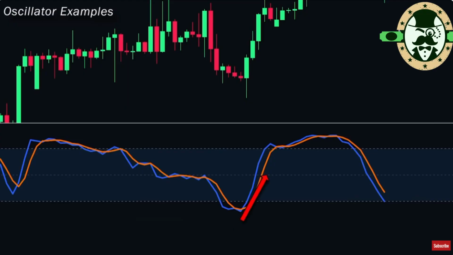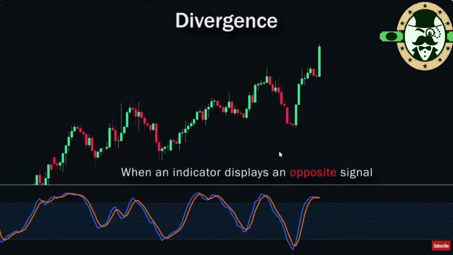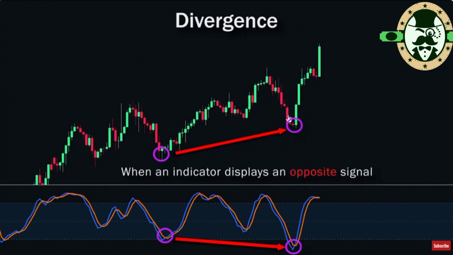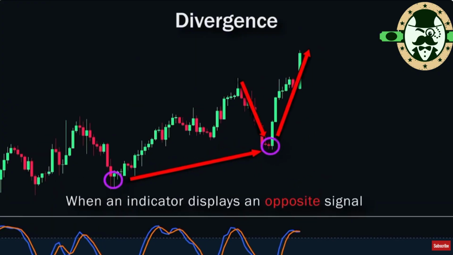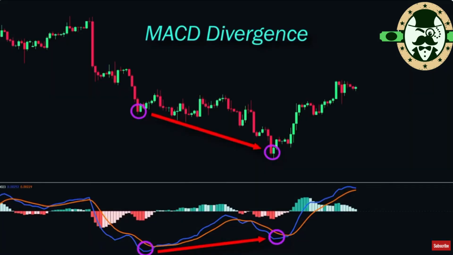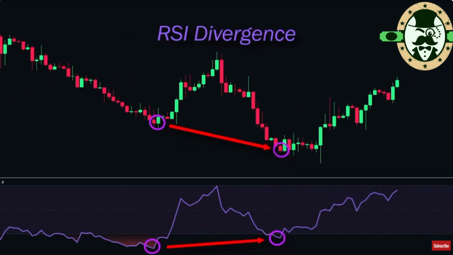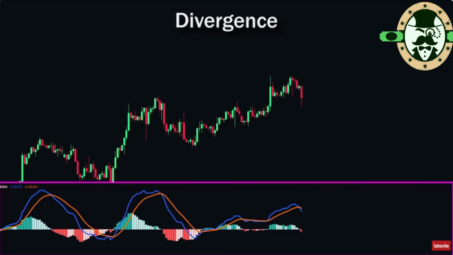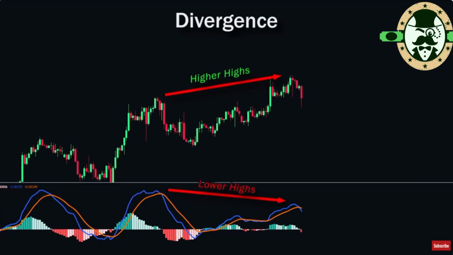The 17th strategy we're going to look at is divergences. Divergences occur when an indicator shows the opposite signal of price movement, often signaling a trend reversal. They can appear in various indicators such as MACD, RSI, or stochastic. For example, price makes higher highs, while the MACD shows lower highs, signaling a potential bearish reversal.